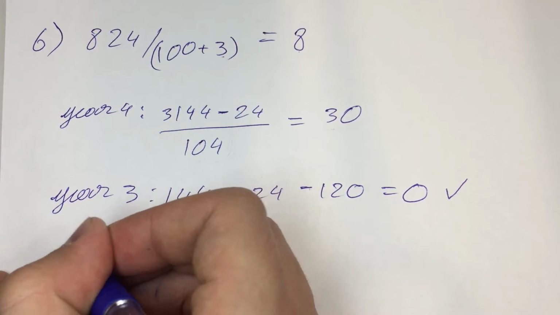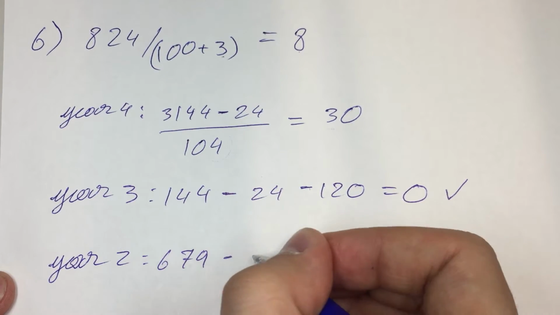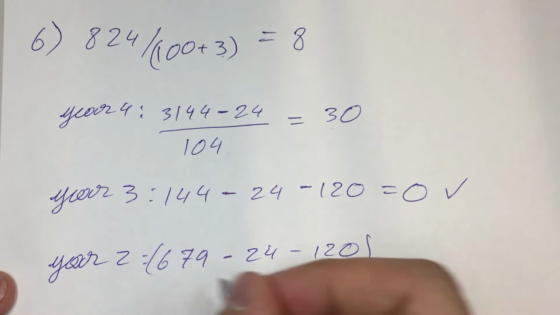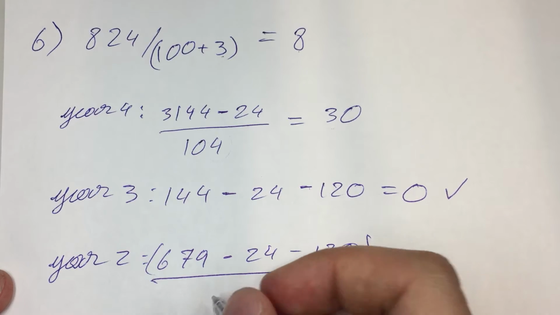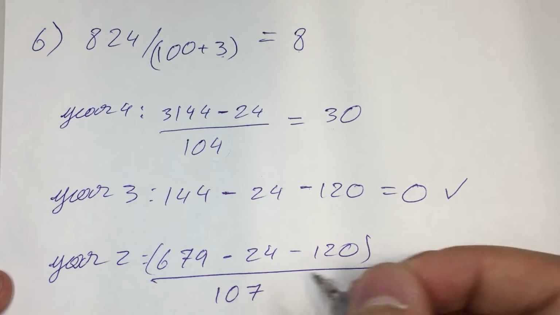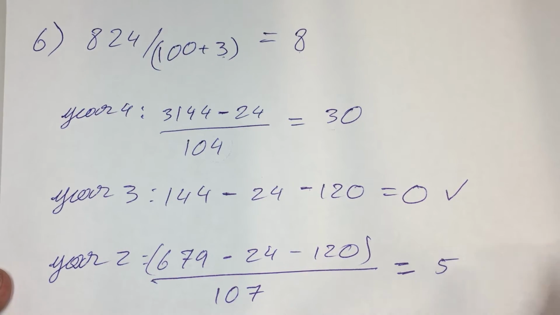Now for year number 2, we have a total payout of $679. Now we need to subtract the coupons and divide by the final cash flow of the year 2 bond. And the year 2 bond has coupons of 7%, meaning that its final cash flow will be $107. And we will need exactly 5 of these bonds.